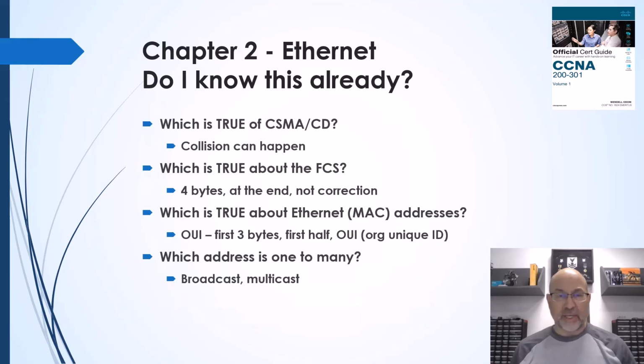Now, CSMA CD, if you didn't know, that is the carrier sense multiple access with collision detection. That's the access method. It's how Ethernet nodes decide whether or not it's okay to transmit. In CSMA CD, it doesn't prevent collisions, it just detects them, so collisions can happen. So that was the answer there.